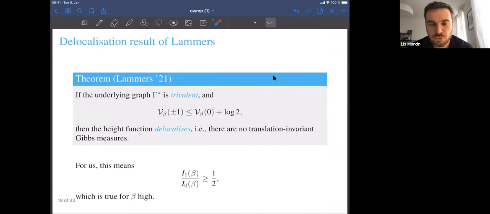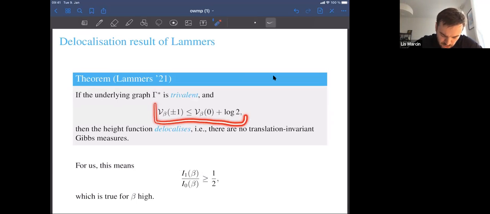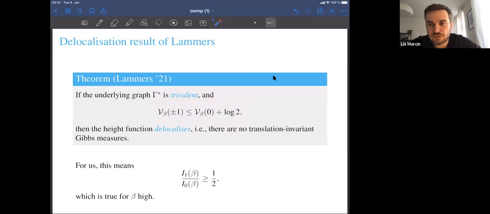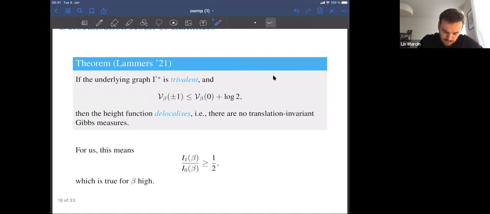So what Piet Lammers proved recently is a very nice result, which is very strong. It works for a very broad family of potentials, which are convex and which are excited. The excitedness is just a condition on the two values of the potential at 0 and 1. So you look at the first two values of the potential, and they should satisfy some inequality. For us, it's an inequality for Bessel functions again, and we can check that it's true for beta high, or low temperature. It can be easily checked.